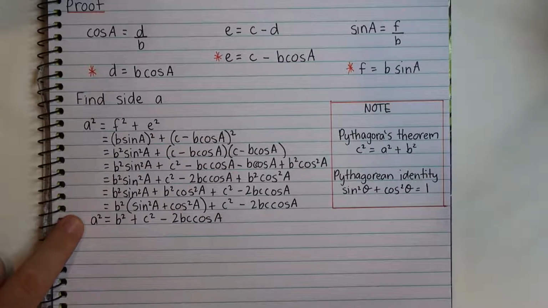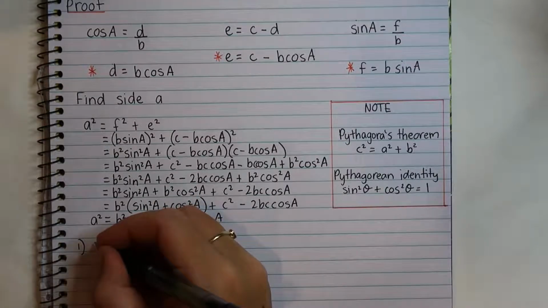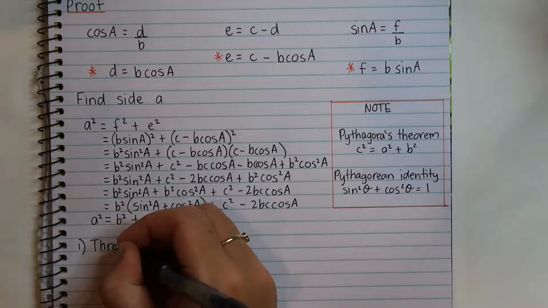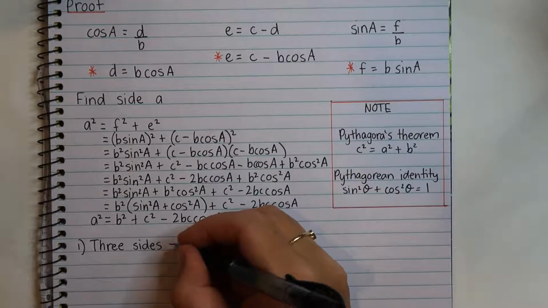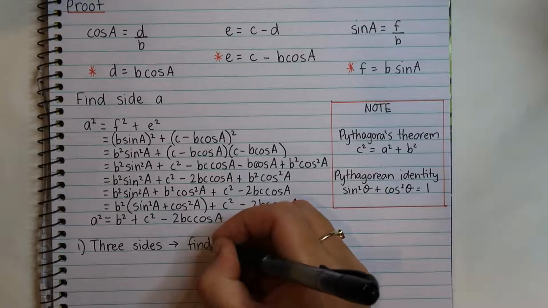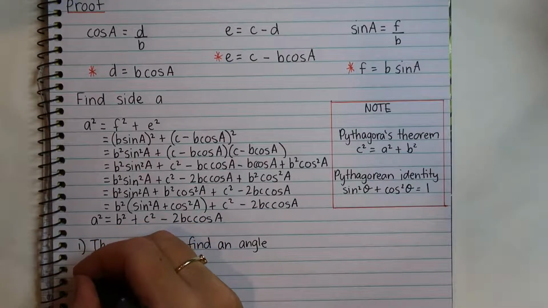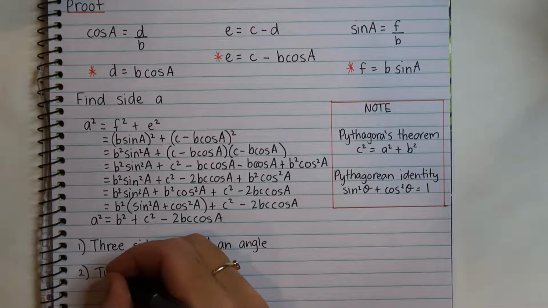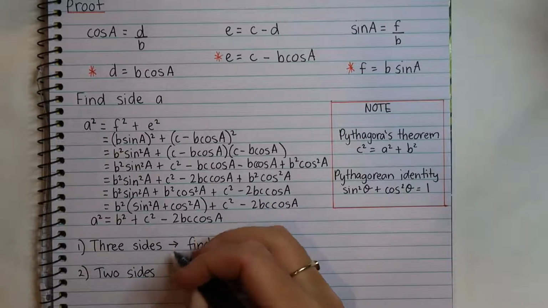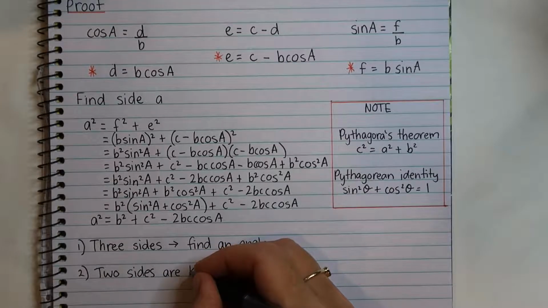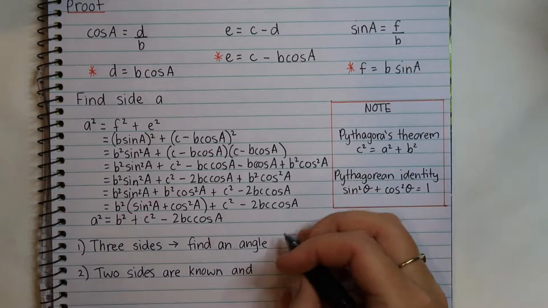So when can I use this rule? You can use it on two occasions. The first one is if you have 3 sides. So you know 3 sides, A, B, and C, and you want to find an angle. The second time you can use this is if you have 2 sides already. So 2 sides are known, and the included angle.